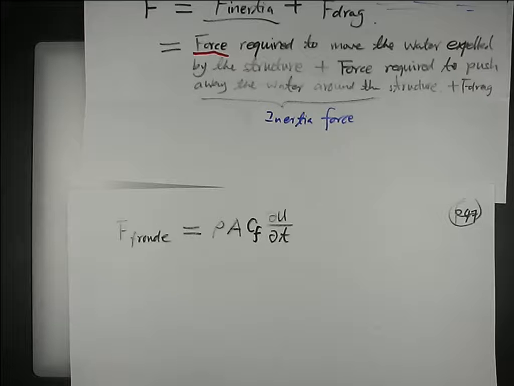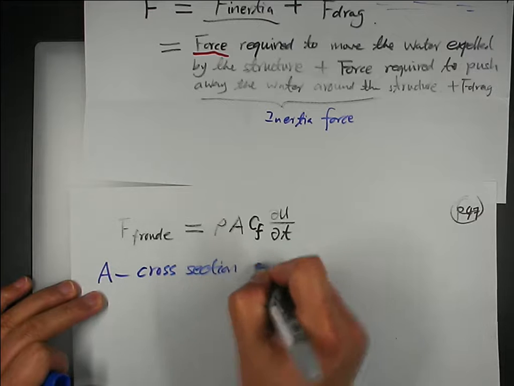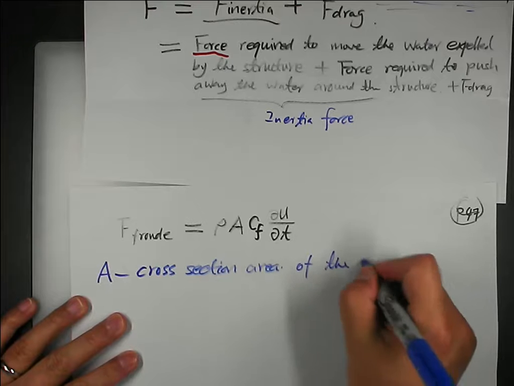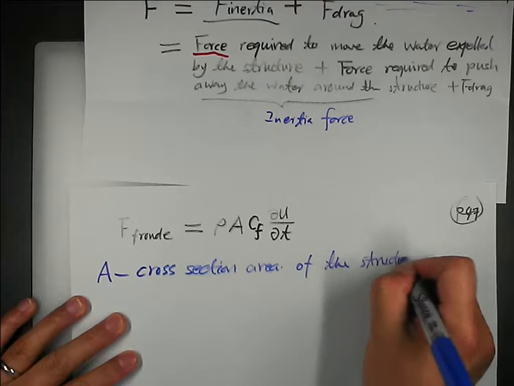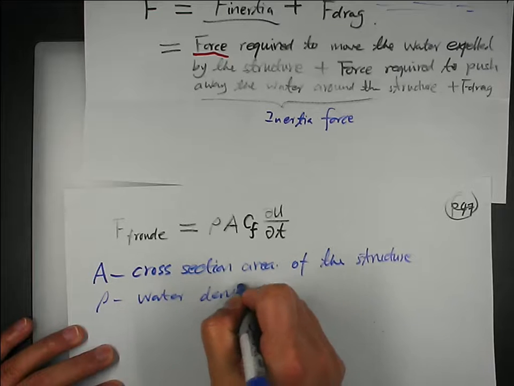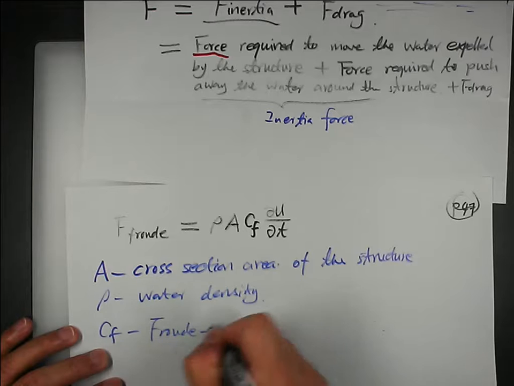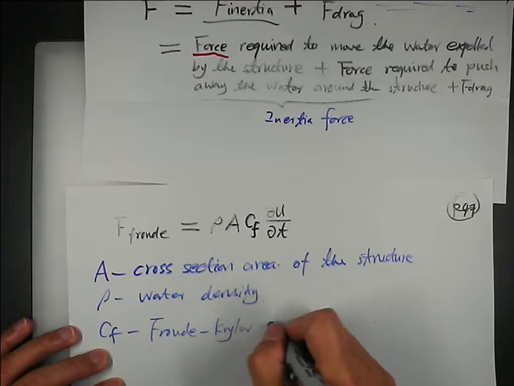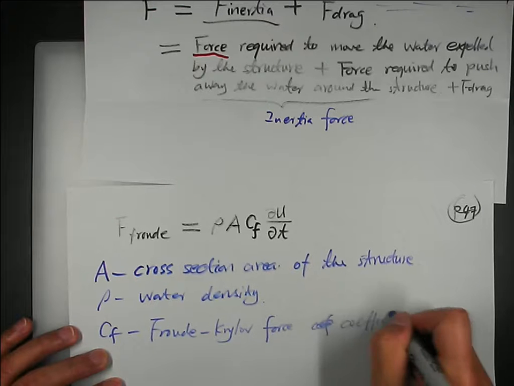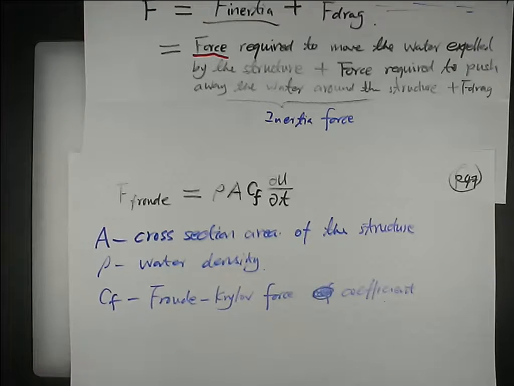So here A is the cross-section area of the structure, rho is water density, and CF is the fluid Taylor force coefficient. Delta U over delta T is acceleration. This is the fluid Taylor force.